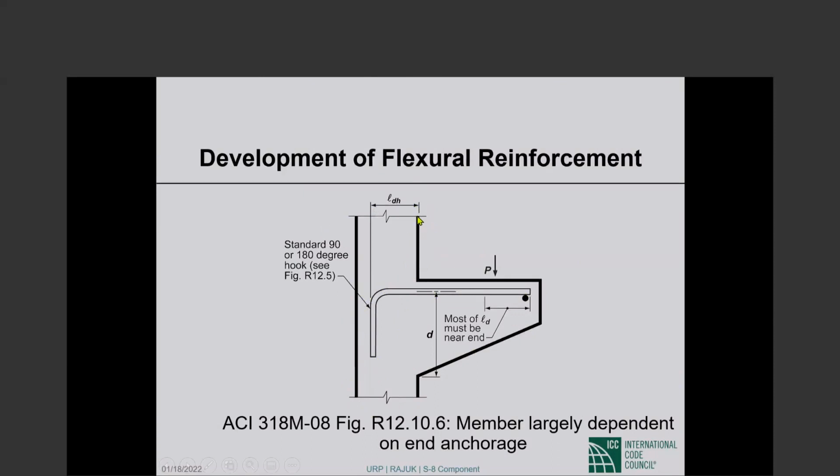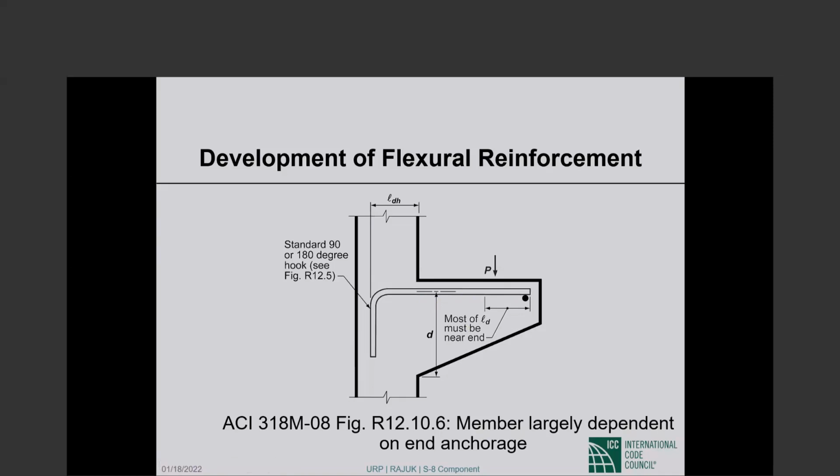If we provide L sub dh from the face of the column up to the end of the hook, the bar is fully developed. So that is not a problem. The stress in the bar is f sub y at this location. Normally, the bending is going down as you go to the right, so the stress in the bar should be going down, but not here, because the depth is also going down. So this bar very likely has close to f sub y the entire way until the end.